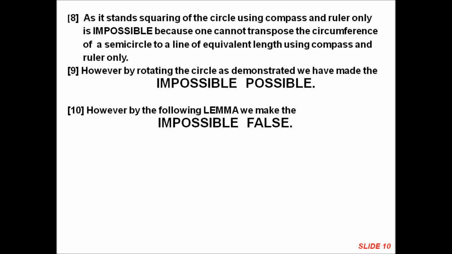8. As it stands, squaring a circle using compass and ruler only is impossible, because one cannot transpose the circumference of a semicircle to a line of equivalent length using compass and ruler only. 9. However, by rotating the circle as demonstrated, we have made the impossible possible. 10. However, by the following lemma, we make the impossible false.